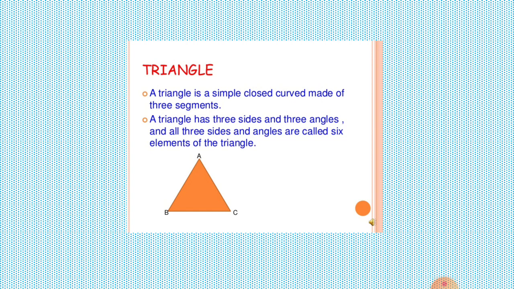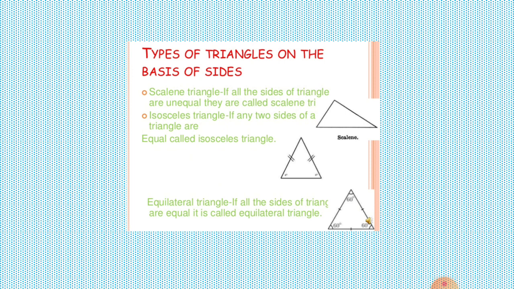These are the classifications of triangles, isn't it? Okay, next, types of triangles on the basis of sides. Already you know the classification of a triangle. So scalene triangle: if all the sides of a triangle are unequal. Scalene triangle means all the sides are unequal, that is, the sides are different. For example, 3 cm, 4 cm, 5 cm, these sides are different, that is called a scalene triangle.